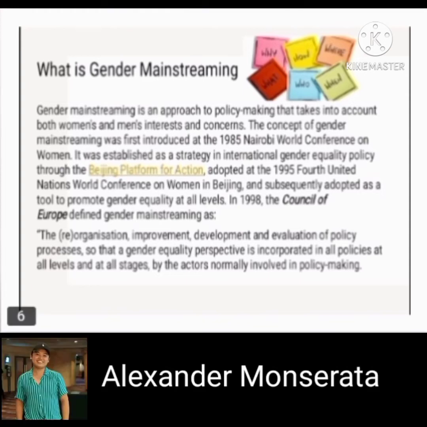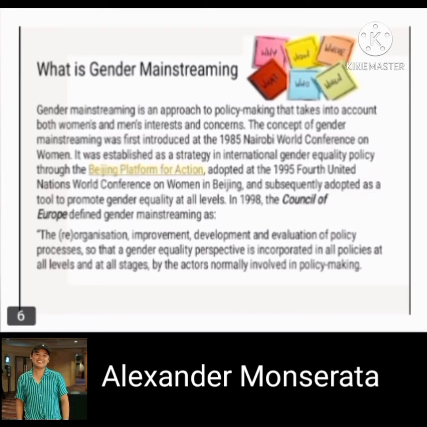Good afternoon, everyone. My report is all about gender mainstreaming. So, first, let's define what is gender mainstreaming. Gender mainstreaming is an approach to policymaking that takes into account both women's and men's interests and concerns.